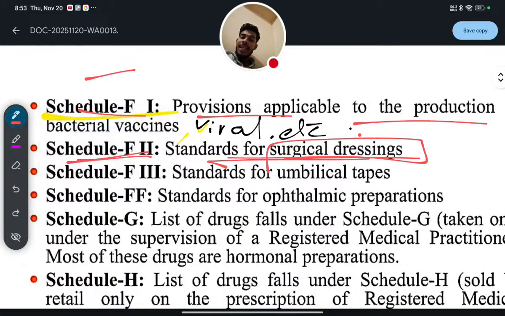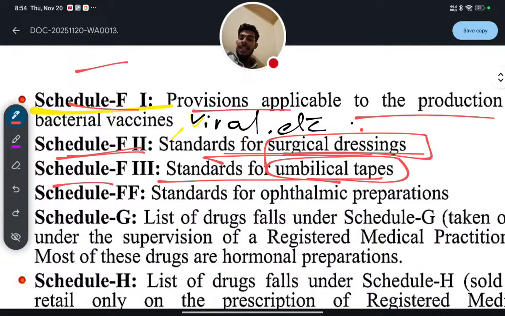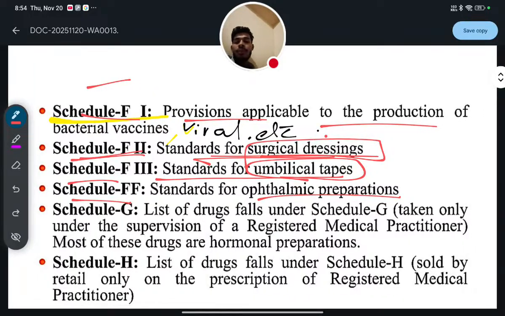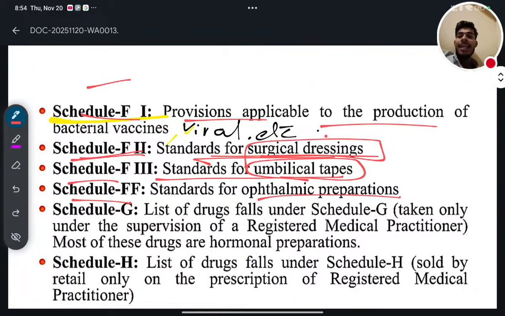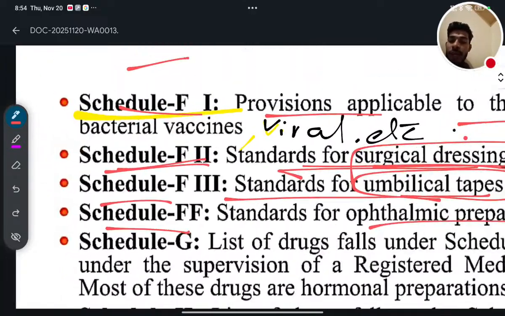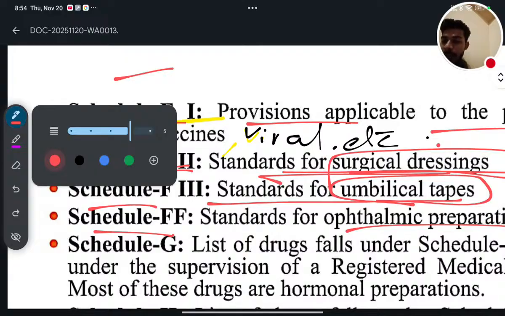Okay, next F3. F3 stands for umbilical tapes. Next schedule FF. FF stands for ophthalmic preparation. And if you want to know the harsh reality, these F1, F2, F3 and FF are very important.